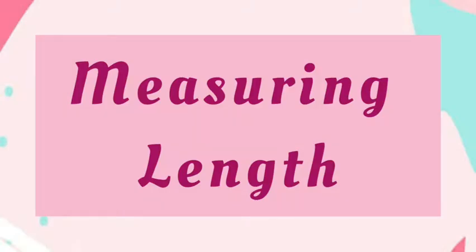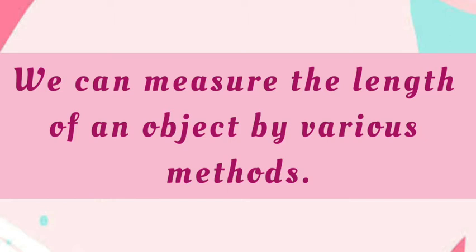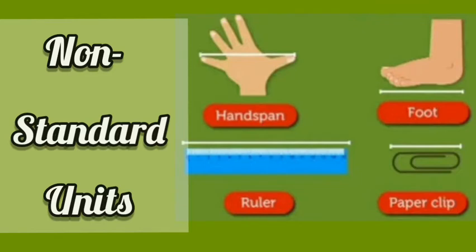Measuring length. Now we are going to see how we can measure length. We can measure the length of an object by various methods, and the units which are used to measure them are known as non-standard units, such as handspan, foot, ruler, paperclip. These are the units or methods which are used to measure the length of any object.